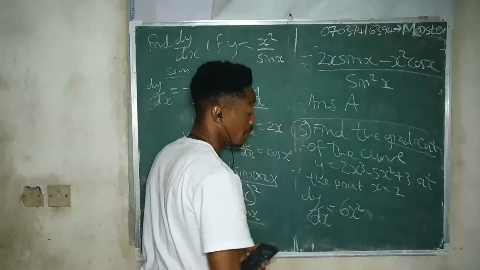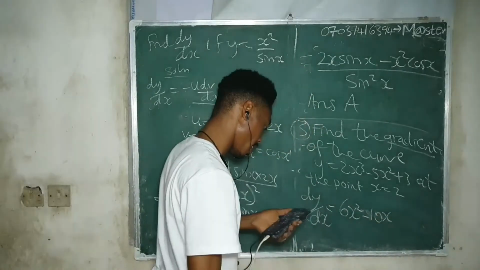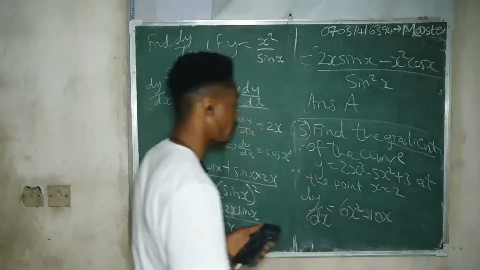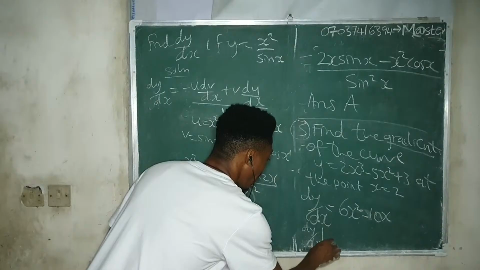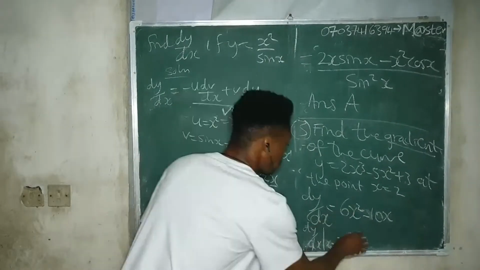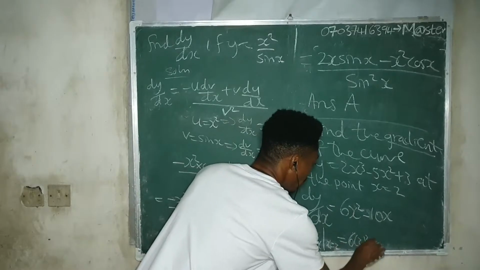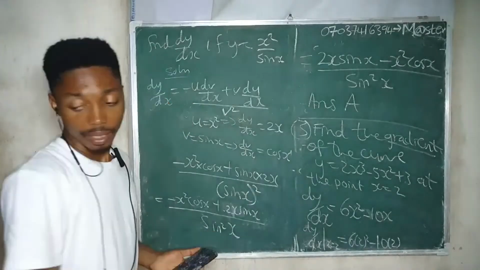The first thing we'll do is, gradient means dy dx. Differentiate 2x cubed, that gives us 6x squared. Minus differentiate 5x squared, that's 10x. Differentiate 3, that is 0. Now, let us find dy dx at x is equals to 2. At x is equals to 2, it is 6 into 2 squared minus 10 into 2. That becomes what?